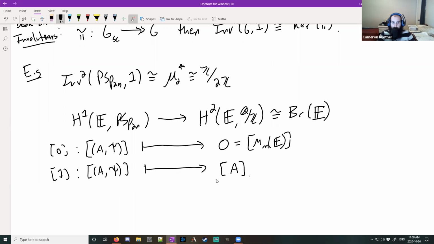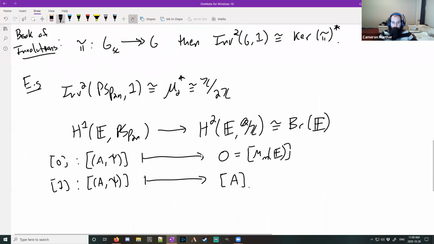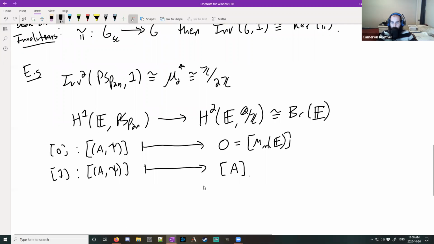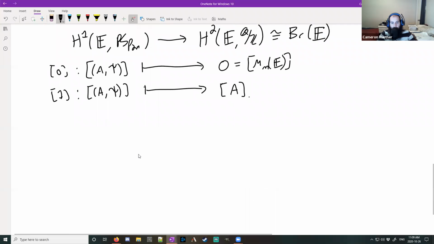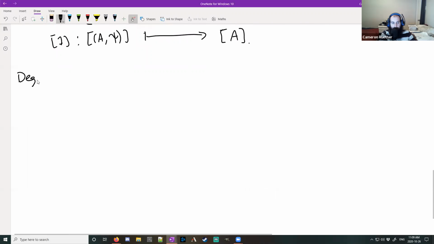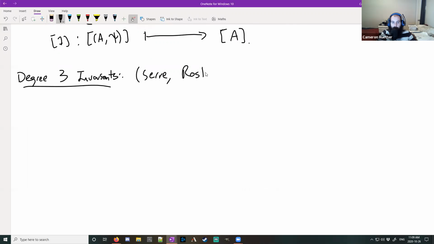And for other groups, when you're working with simple groups, these are going to be finite. And so we have similar nice descriptions. The degree 3 invariants are a bit more complicated. And these have been studied by Serre himself. Rost has an invariant named after himself. Merkurjev has done a lot of work. Garibaldi has studied these. Many people.